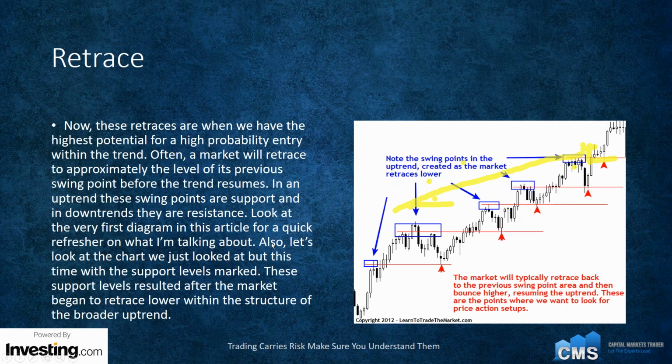Now, these retraces are when we have the highest potential for a high probability entry within the trend. Often a market will retrace to approximately the level of its previous swing point before the trend resumes. In other words, push up, create the higher low, and then retrace and bounce back off of there. So we could have entered in each one of these trades. The market will typically retrace back to the previous swing point area and then bounce higher.